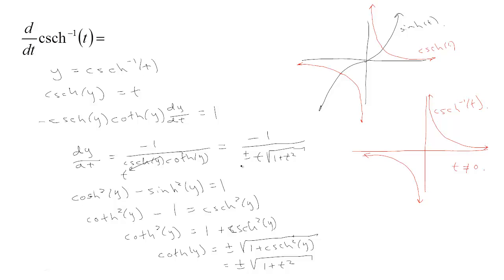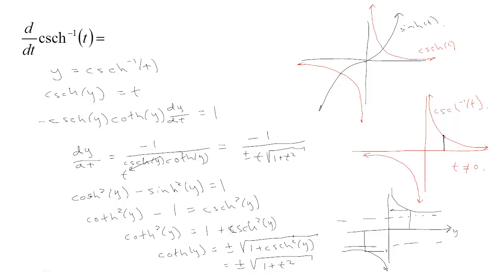Now we need to figure out when do I use the plus and when do I use the minus. So that would depend on the sign of the cotangent. When we graphed the cotangent, it looked like this. It was 1 over the tangent, so it had this. So when will the cotangent of y be positive? Well, the cotangent of y will be positive if the thing that you're taking the cotangent of is positive, and it will be negative if the thing that you're taking the cotangent of is negative. Now, we're taking the cotangent of y, and y is the cosecant inverse of t. So when will y be positive? Well, here's the cosecant inverse of t.